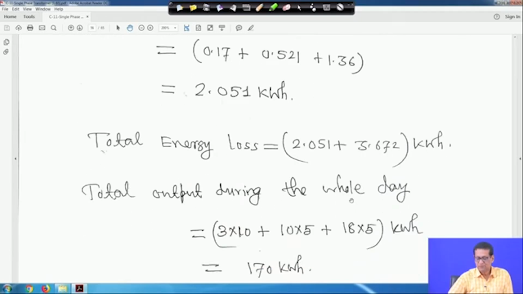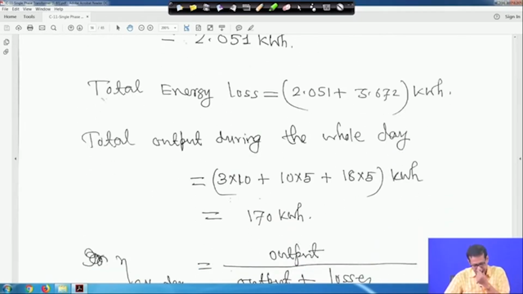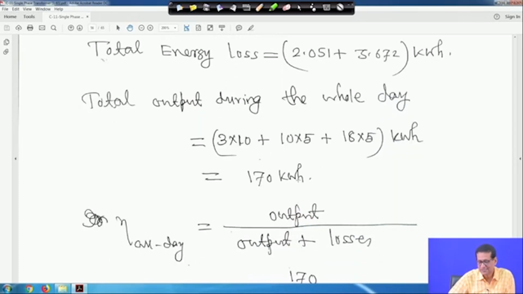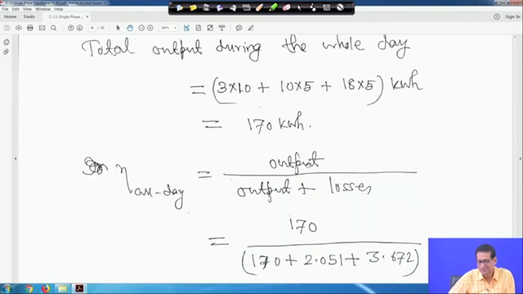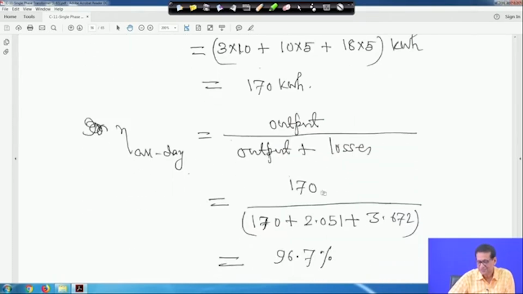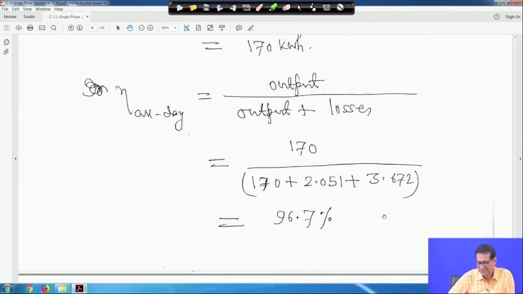Total output during the whole day. So, it is 3 into 10 as the output, plus 10 into 5, plus 18 into 5. I told you initially 3 into 10 is 30 kilowatt hour, 10 into 5, and plus 18 into 5. This is the output, and the losses are the copper loss and iron loss in terms of energy. So, the output is 170 kilowatt hour. So, all day efficiency will be output by output plus losses.